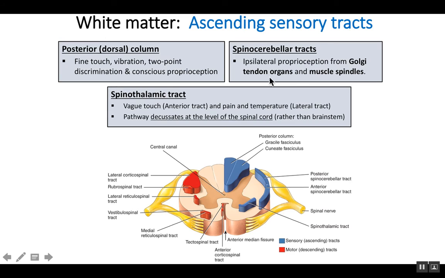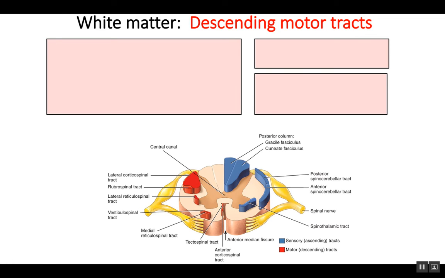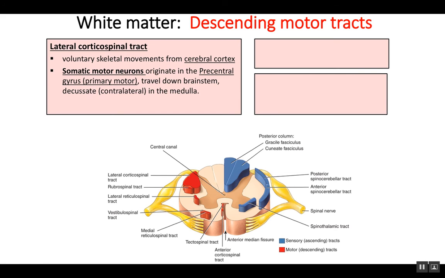So what these all have in common is they're ascending sensory tracts. We've mapped them out. We know exactly where these things are in the white matter of the spinal cord. And they're involved in transmitting specific senses to specific destinations in the brain. The motor tracts are just the opposite. The nerve impulses are not coming up the spinal cord, they're going down the spinal cord. So their origination is somewhere in the brain.